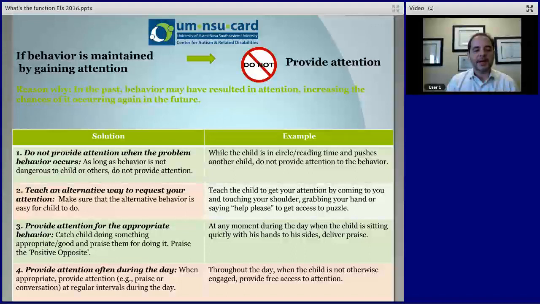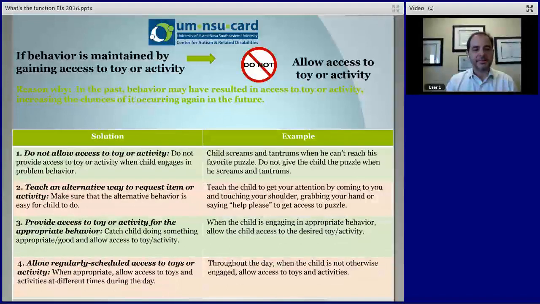And then we also talk about things that you could do. Teach the alternative way to request your attention. Provide attention for appropriate behavior. And provide attention freely during the day. So these are intended to function as handouts that will stay with you after this presentation is done, hopefully. These are fairly new. We just created them. We hope that you find those useful, and they go through every function that we talked about.